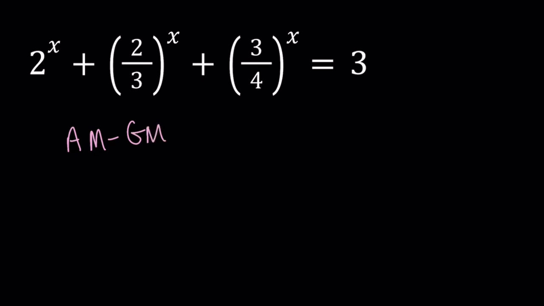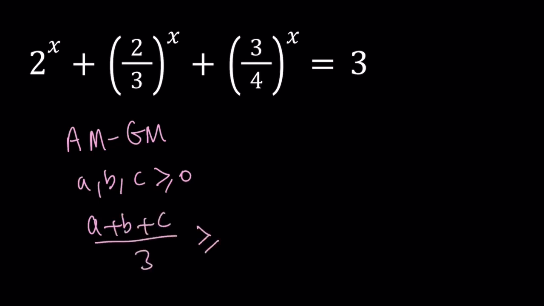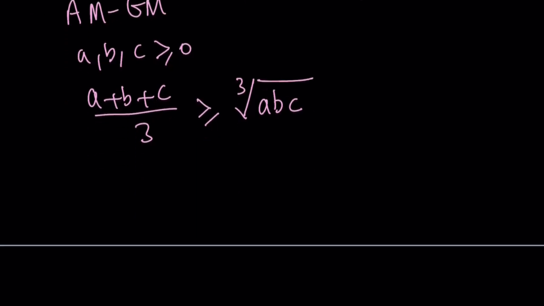AM-GM inequality works like this with three numbers. If you have A, B, C that are non-negative, the arithmetic mean, which is the average of these three numbers, is always greater than or equal to the geometric mean of these numbers, which is the cube root of their product. And this can easily be proven if you set cube root of A equal to X, cube root of B equal to Y, and cube root of C equal to Z. By making the replacement and using the identity, you can prove that. I believe I've done this in another video. I can't remember exactly, but if I find it, I'll share the link.